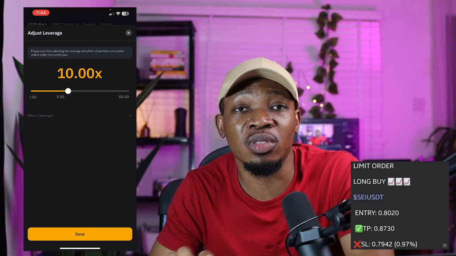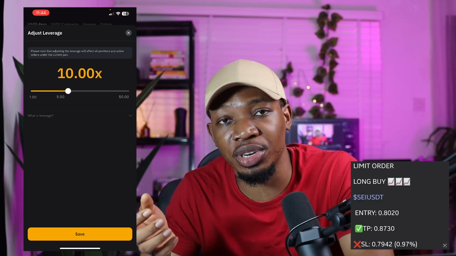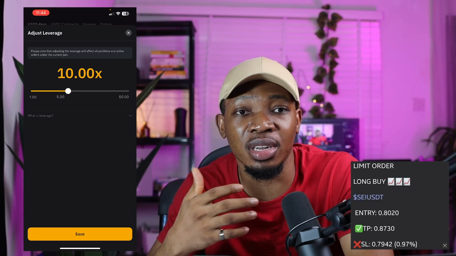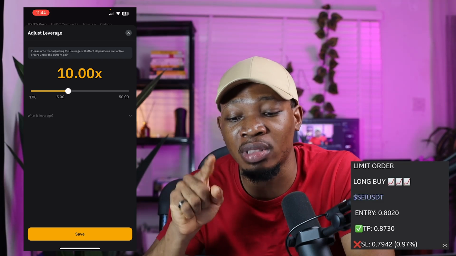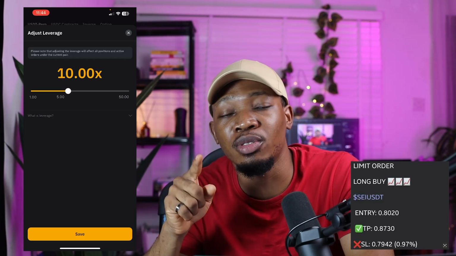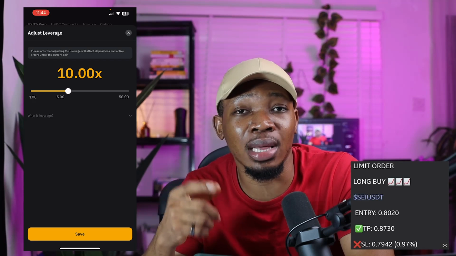But then it is advisable to stay within 10x leverage. Okay, so if you're entering a particular trade, let's say you have your $100, right, with your 10x leverage, it amounts to you entering that particular trade with $1,000.